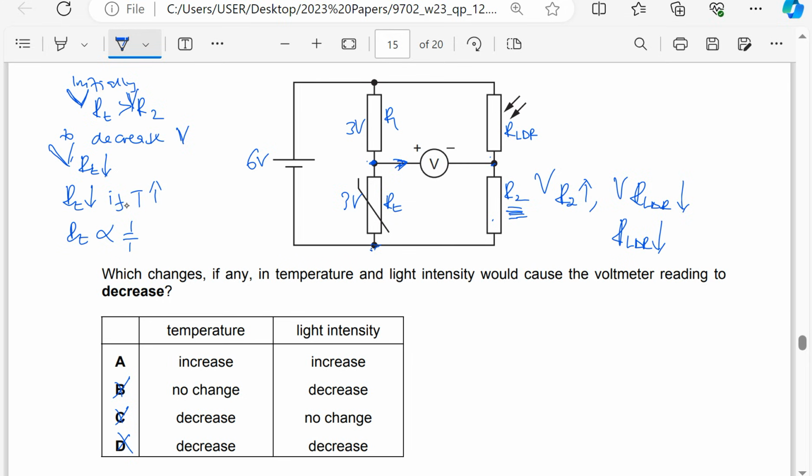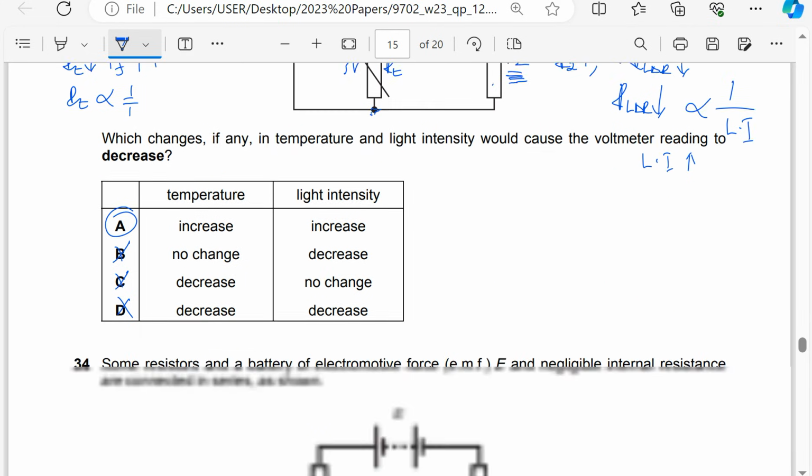And remember, resistance is inversely proportional to the light intensity. So it means the light intensity must increase. So the light intensity should increase, and the answer is automatically A. Okay, I gave a lot of explanation there.